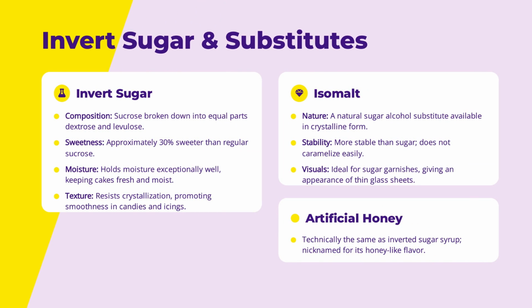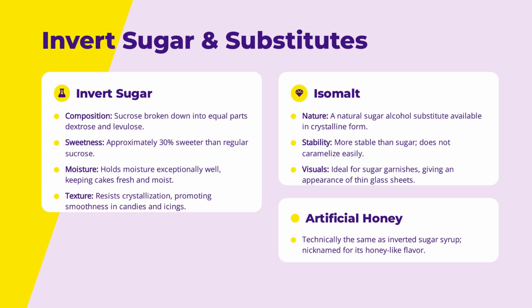Building on our understanding of different sugars, let us now study invert sugar and some of its important substitutes. The first product is invert sugar. Invert sugar is produced by breaking sucrose into equal amounts of glucose and fructose through hydrolysis. Because glucose and fructose are sweeter than sucrose, invert sugar is approximately 30% sweeter than ordinary table sugar.